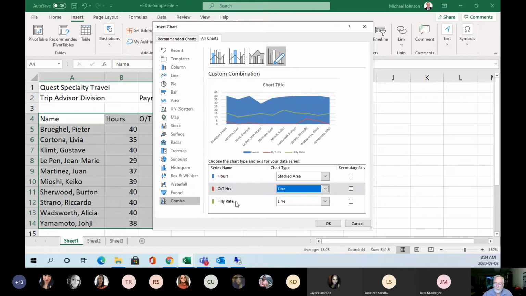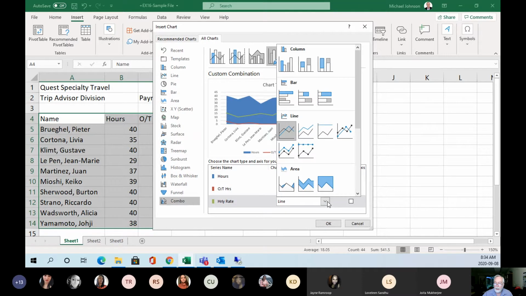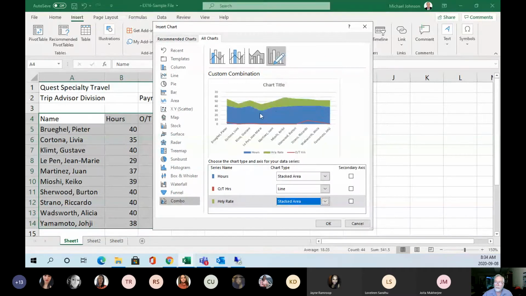And maybe what I want to see for hourly rate is, let's say we'll use something very similar. We'll use this one here. So now I have this. I can actually see the hourly rate in green. I can see the regular hours. And they're a separate chart entirely. And the third chart has just a line in it, and that's for my overtime.